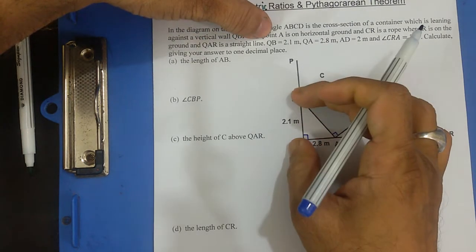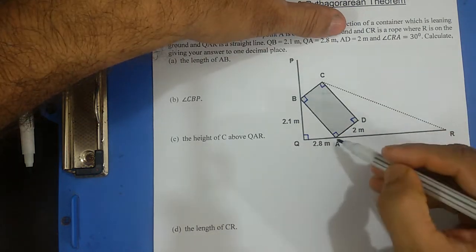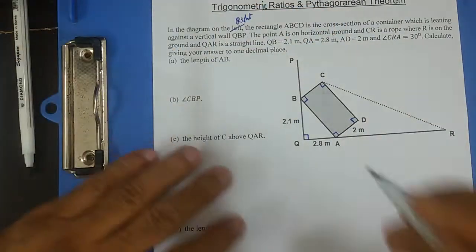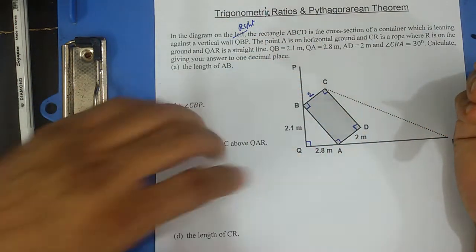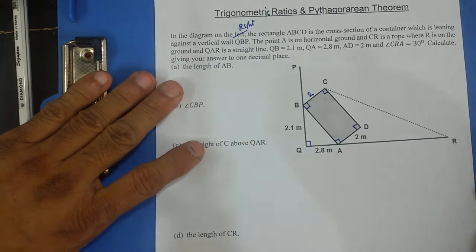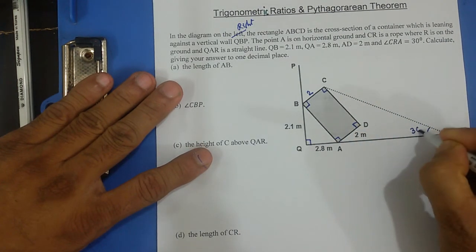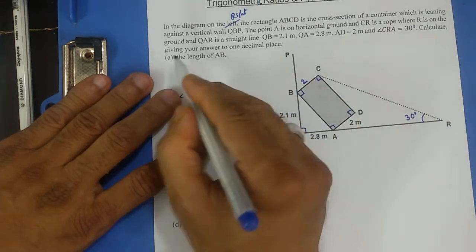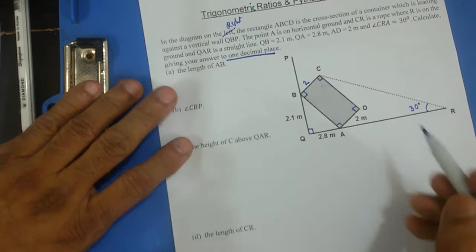QB equal to 2.1 meters, QA equal to 2.8 meters, and AD equal to 2 meters. Now, when AD is 2 meters, I know this is 2 meters as well because it's a rectangle. Opposite sides are equal and parallel. And CRA, this one is given as 30 degrees. Let me write down all this information here. Calculate, giving your answer to 1 decimal place, the length of AB.